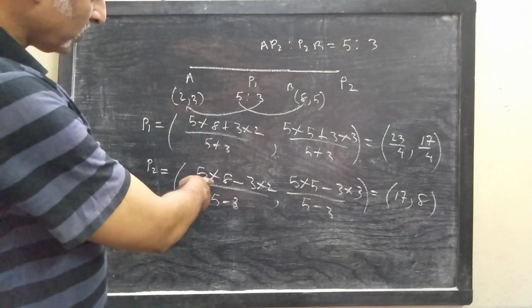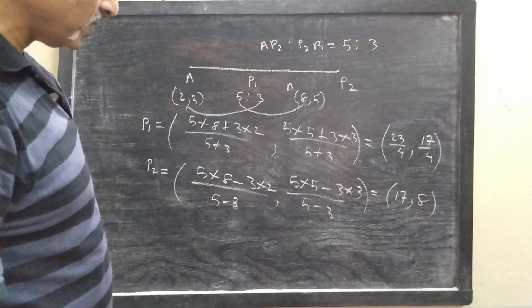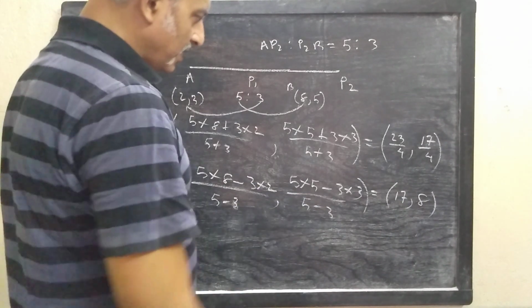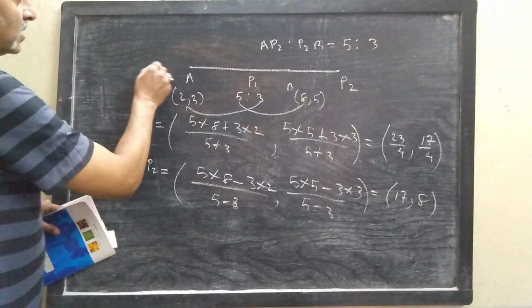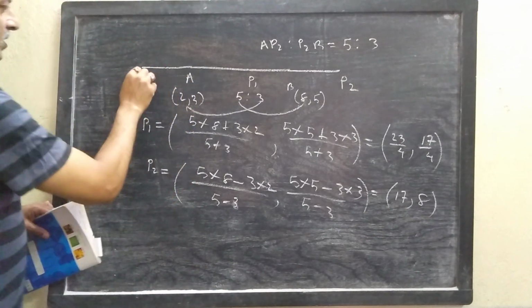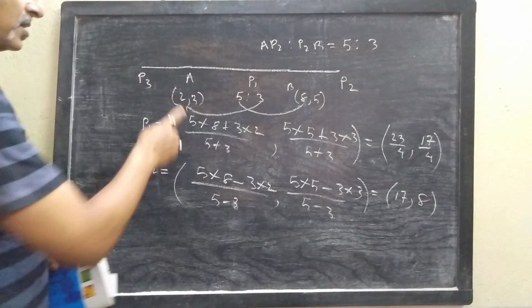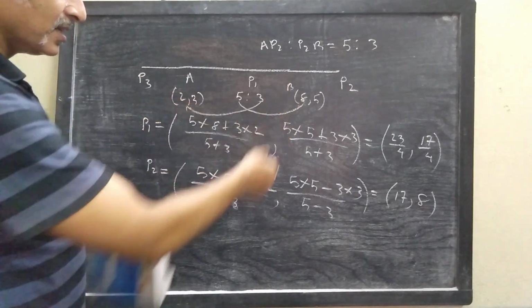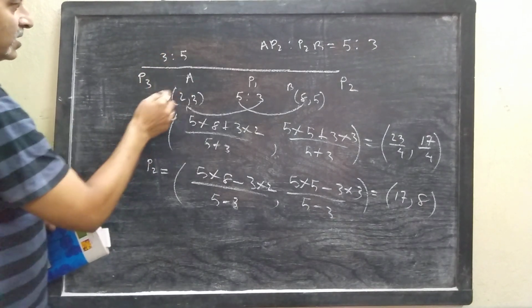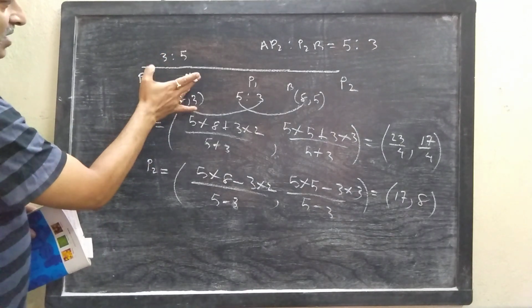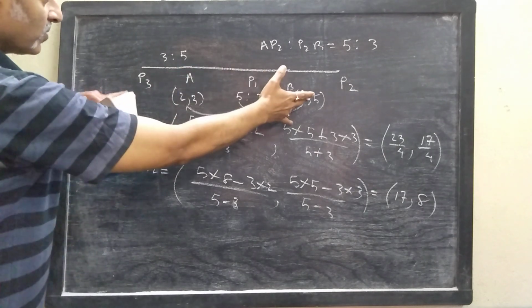Again let us take 40 minus 6, 34, 34 by 2, 17. 25 minus 9, 16, 16 by 2, 8. Okay. Next, let us consider a point P3. This also divides AB externally. Say this ratio is this time 3:5. Why 3:5? Because P3 is nearer to A and farther from B.